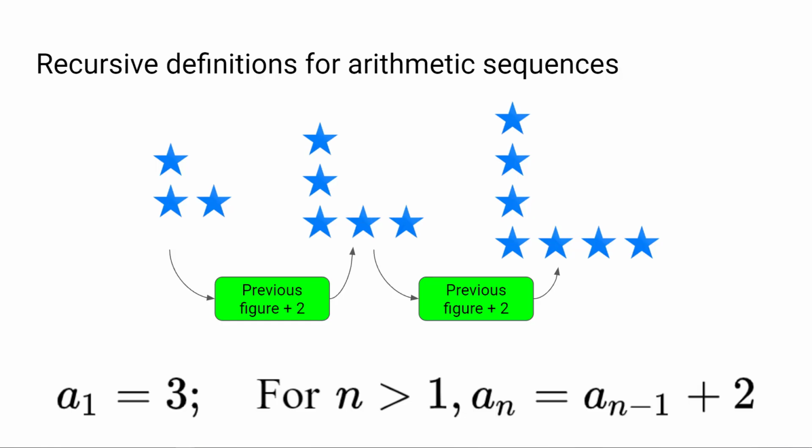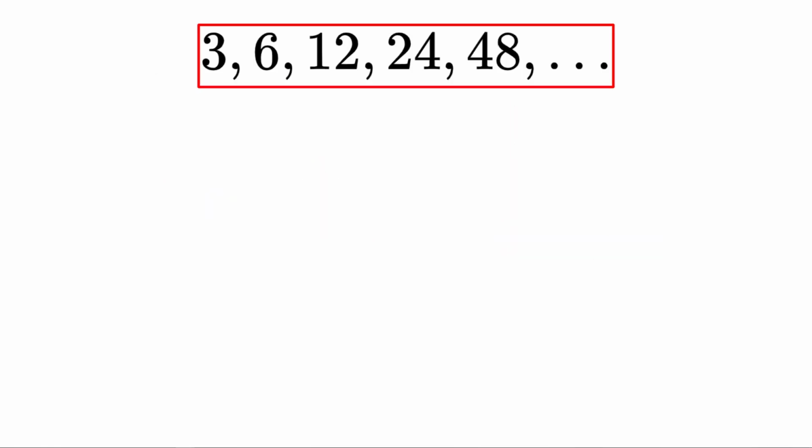Since we go back one step, we need one initial condition, and we can get that from the picture: a1 equals 3. Let's go back to a sequence we saw earlier that was not arithmetic.